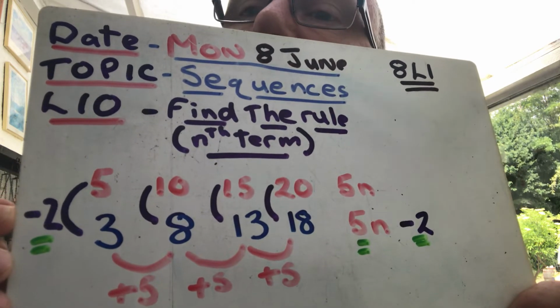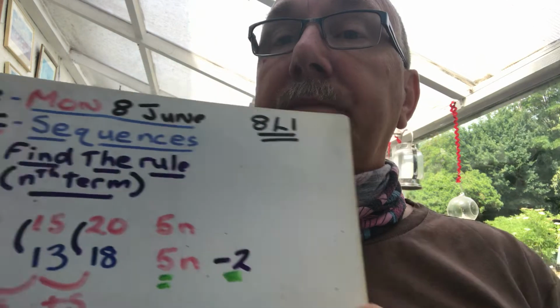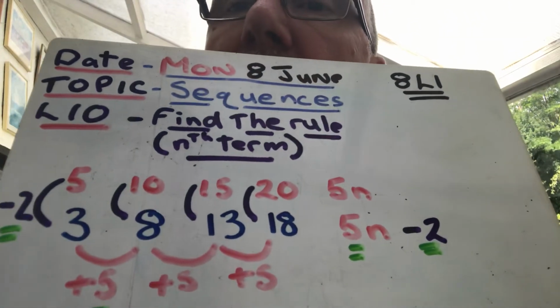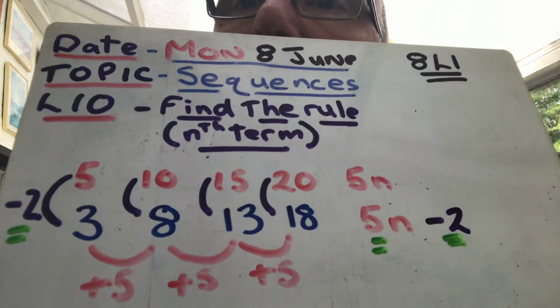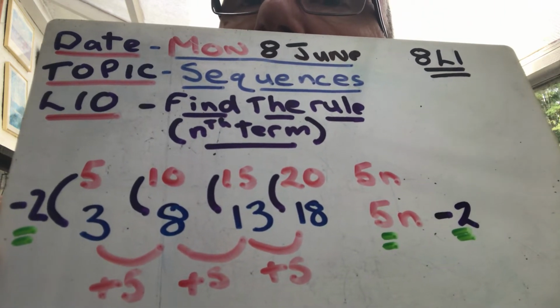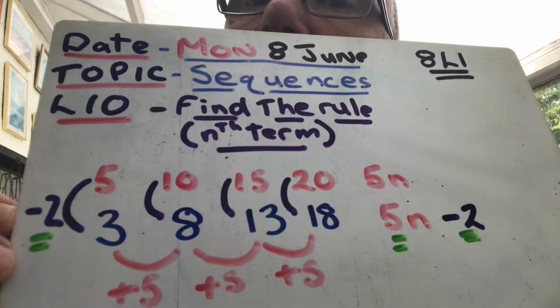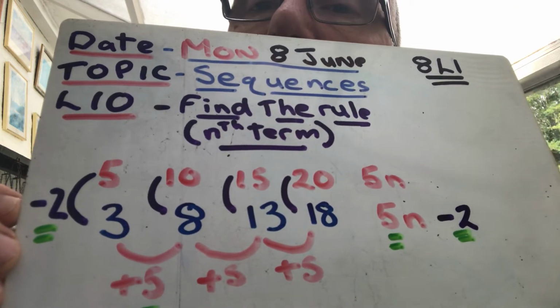What do I do to 5 to make it 3, 10 to make it 8, and 20 to make it 18? Yep, hard looking at it upside down. The idea is I take away 2 from each of the numbers. So, whilst the red sequence is my 5 times table, so it's 5n, my purple sequence is 5n minus 2. It's 2 less than my 5 times table.